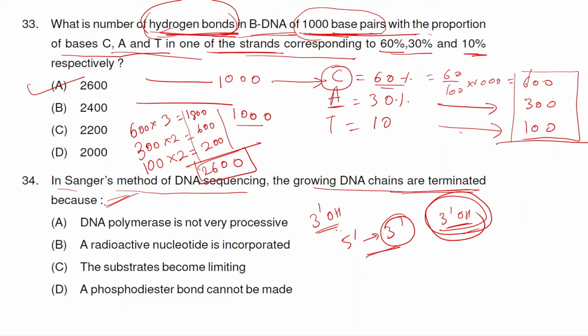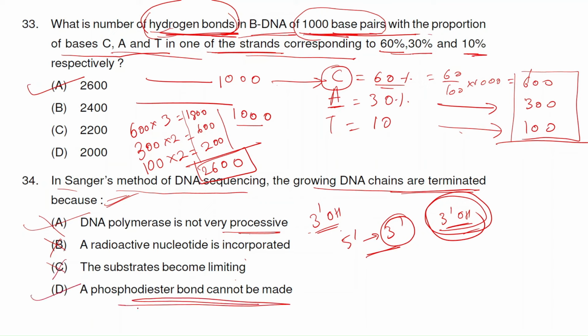So how is the chain terminated? Chain is terminated because DNA polymerase is not very processive. No, absolutely no. There is no problem in DNA polymerase. DNA polymerase is absolutely processive. Radioactive nucleotide is incorporated. No. This is the method in which we need to use radioactive nucleotide, so this is not the answer. Substrate becoming limited. No, substrate is absolutely present. A phosphodiester bond cannot be formed.